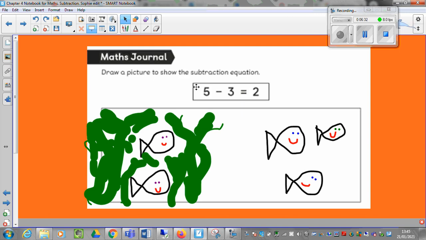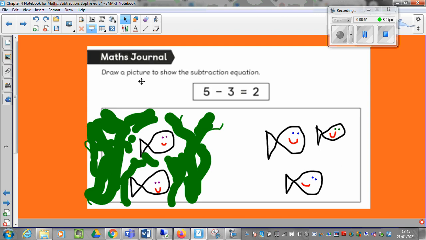So we started off with 5 fishes. Look, 1, 2, 3, 4, 5, and then 3 of them have swam away. Now I am left with 2, and they are munching on the seaweed. That's what that green stuff is. So that is my picture to show the subtraction equation.